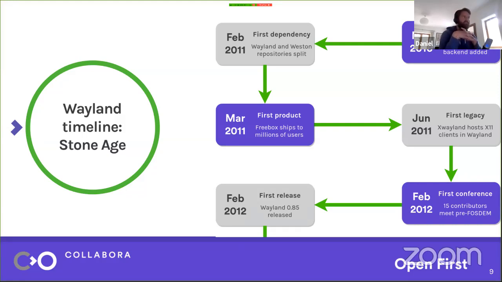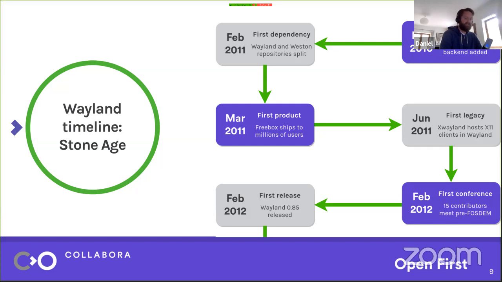and really implement it. And sure enough, already by March, the Freebox, shipped by a French internet and set-top box provider called Free, had already shipped out to millions of users based on essentially an unreleased version of Wayland. And throughout 2011, we continue to accumulate a lot of things taking shape, like Wayland for hosting X11 clients within a Wayland session.